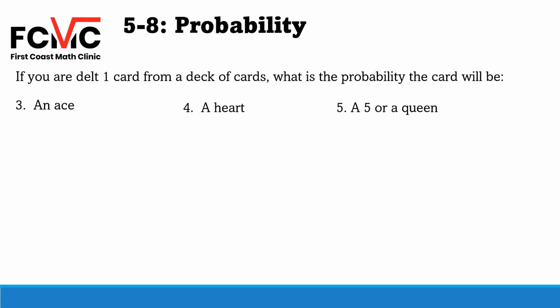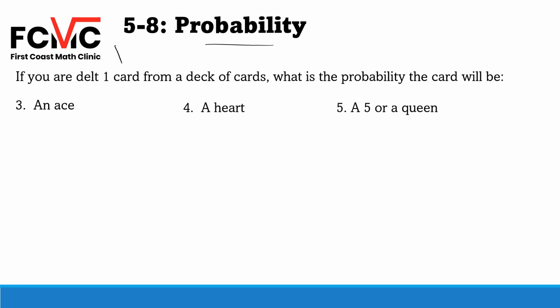All right, so a common application of probability is involving decks of cards. So if you're dealt 1 card from a deck of cards, what is the probability of the card would be an ace, a heart, or a 5, or a queen? So let's just go through some information about a deck of cards.